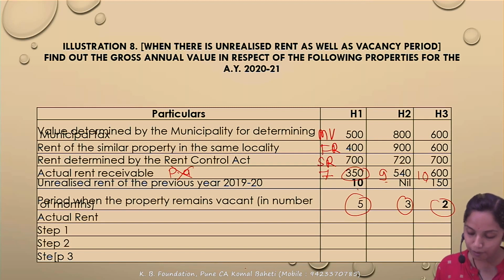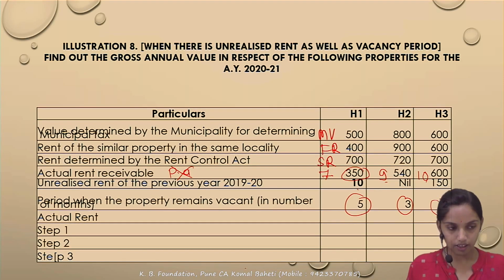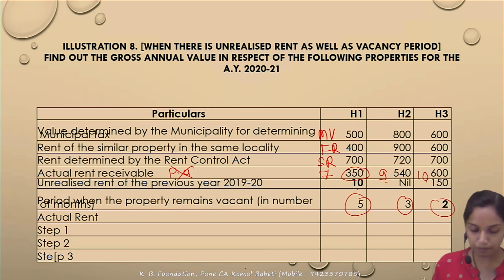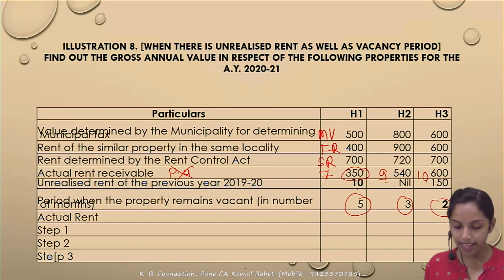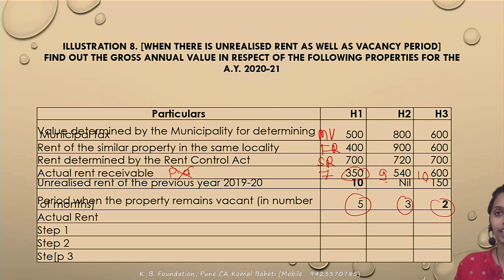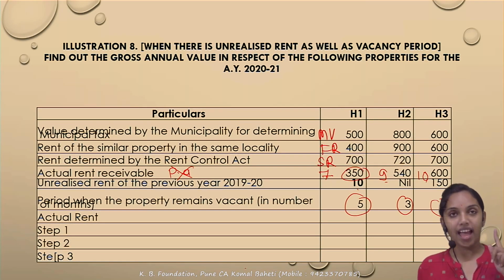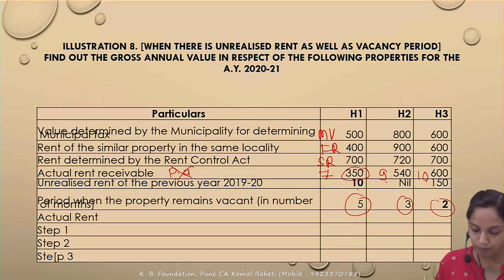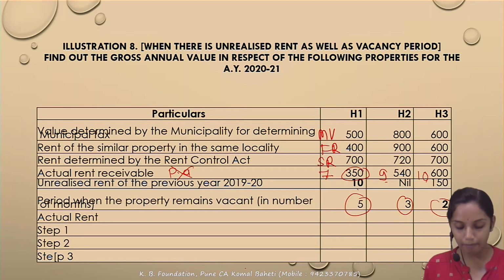Correct. So I let out a property only for the 7 months, so I will receive the rent for the 7 months. So be careful on this part. This is not an actual rent for the 12 months. Next, how do you treat it? What we do is, from the actual rent receivable we minus the unrealized rent. So now this is the actual rent receivable, and from it we will minus the unrealized rent.